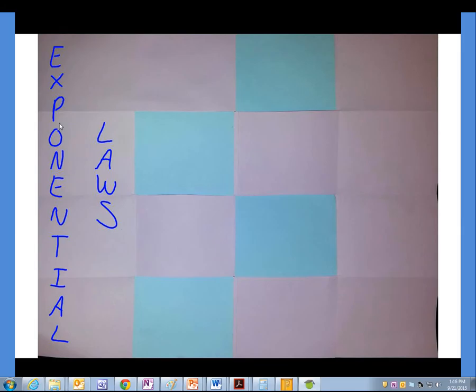Exponential laws. These are mathematical laws, not judicial laws. No, they're not, because if you get questions wrong in tonight's homework, it doesn't mean you can be charged by Officer Davis. Exponential laws.